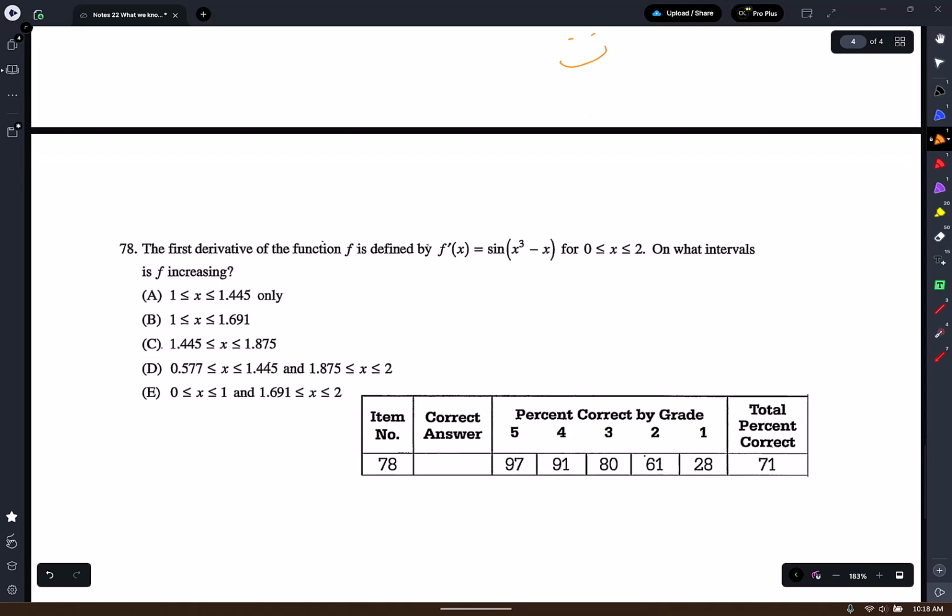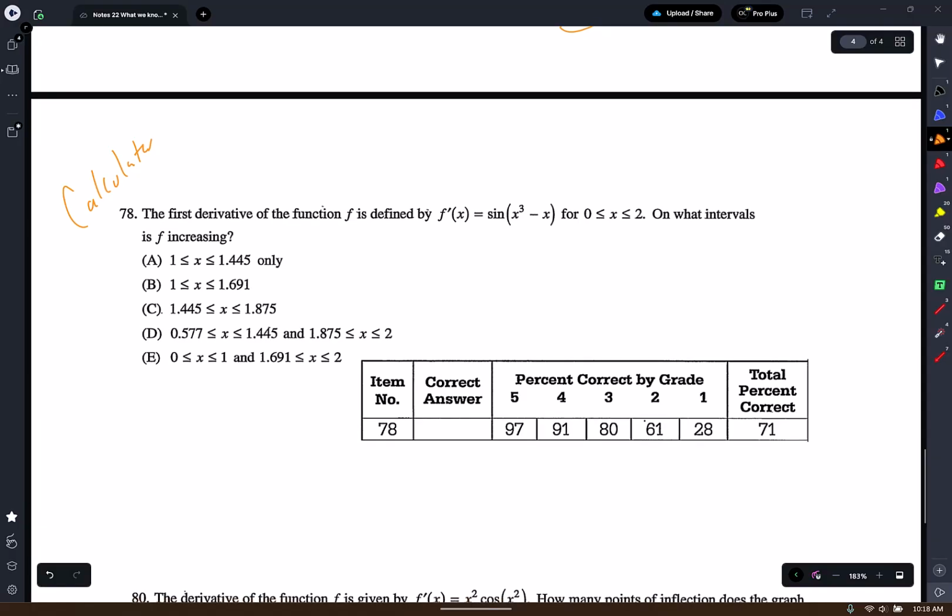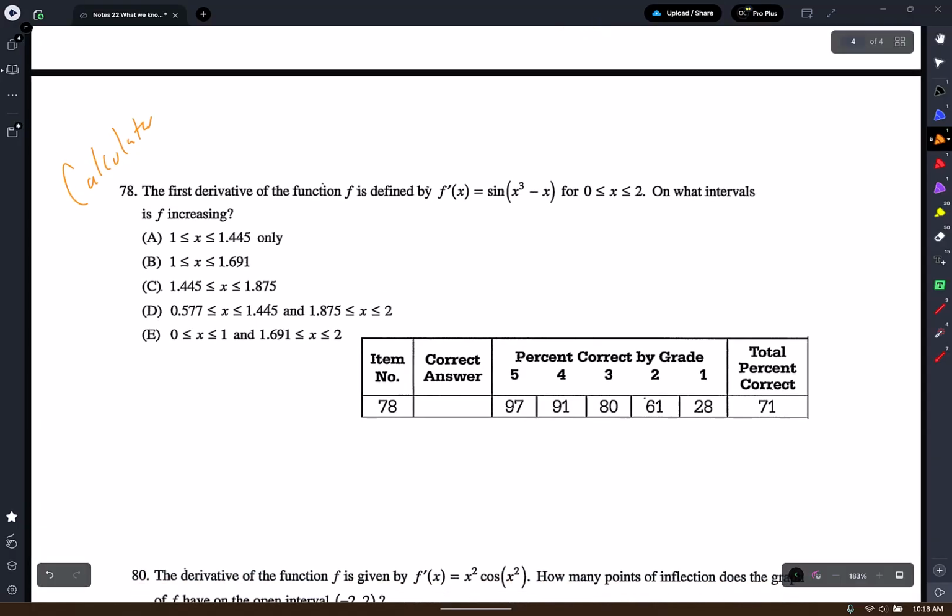This one is a calculator one, guys. Grab a calculator. If you don't have a calculator, get a calculator. Take about a minute or two. There's a calculator in the back there.